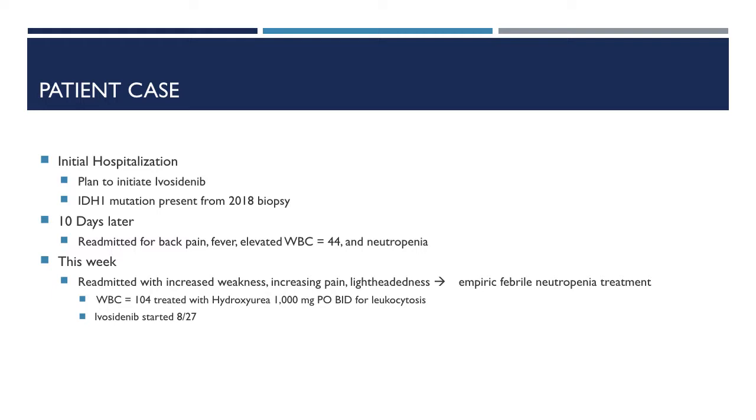However, 10 days later after he was discharged, he was readmitted for back pain, fever, elevated white blood cell count to 44, and neutropenia, and he still had not received his drug yet from the drug company. He was discharged and then readmitted this past week with increased weakness, pain, and lightheadedness, and began treatment for febrile neutropenia. His white blood cell count was 104, and he was started on treatment with hydroxyurea 1,000 milligrams by mouth twice a day for his leukocytosis. And finally, he received the drug and he started his ivosidenib on August 27th.